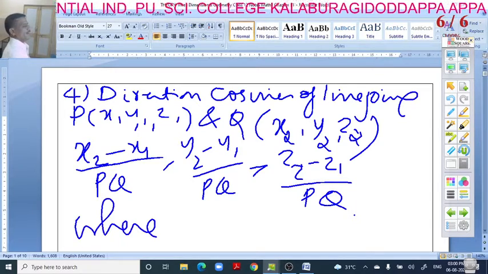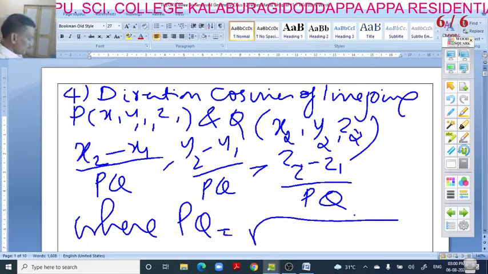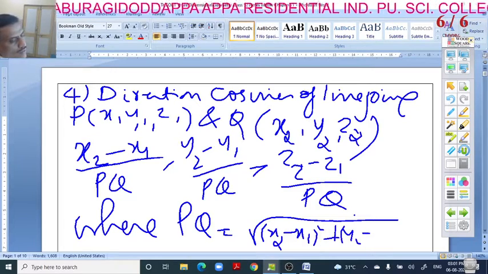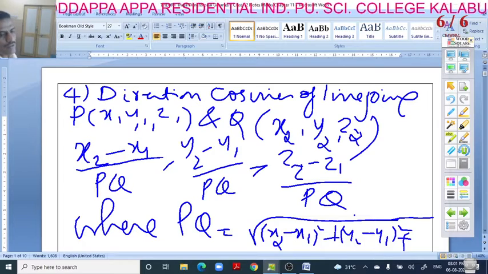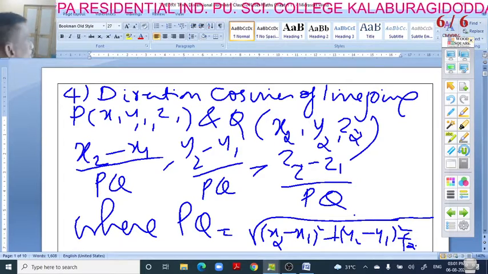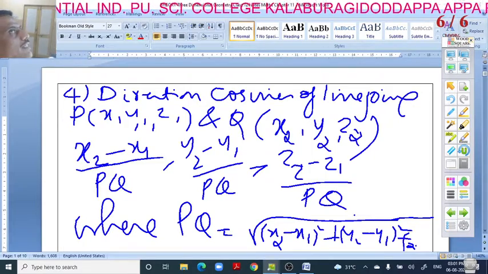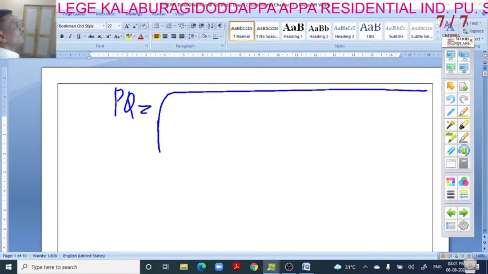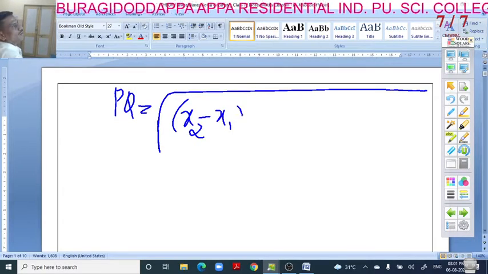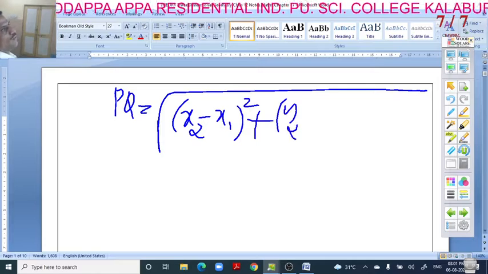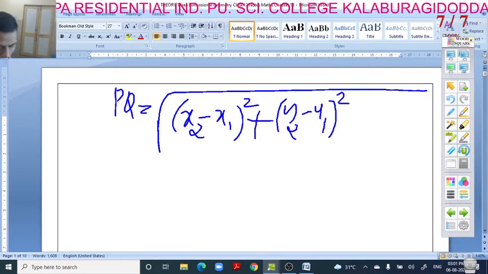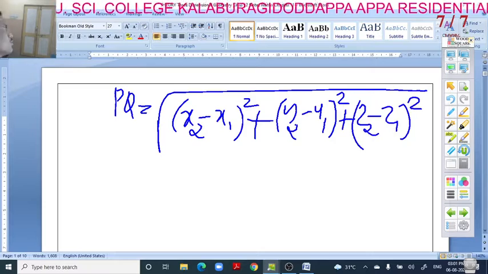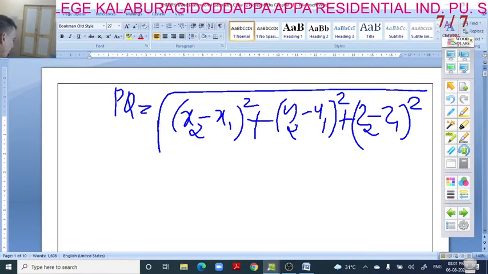Where PQ is equal to the square root of (x2 minus x1) whole squared plus (y2 minus y1) whole squared plus (z2 minus z1) whole squared. So here the value of PQ is the square root of that sum, and it is the value of PQ that appears in the denominator.